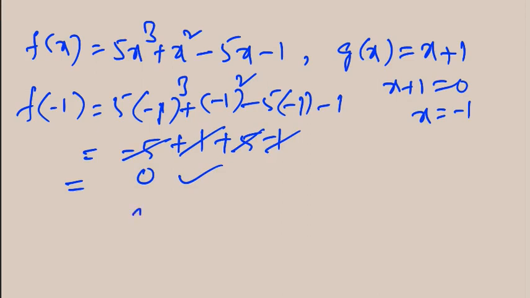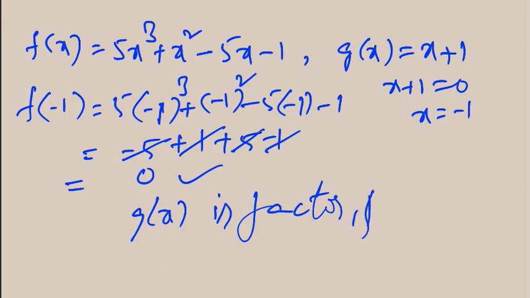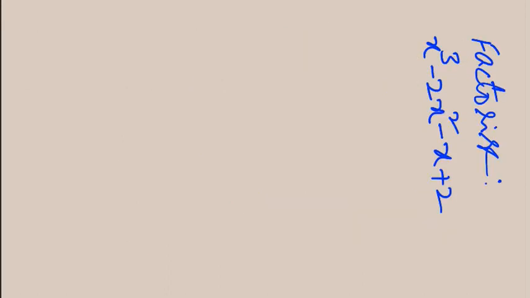So g of x is a factor of f of x. So x plus 1 is a factor of f of x. In this way we can find it. And now one example: factorize the given polynomial, that is x cube minus 2x square minus x plus 2.